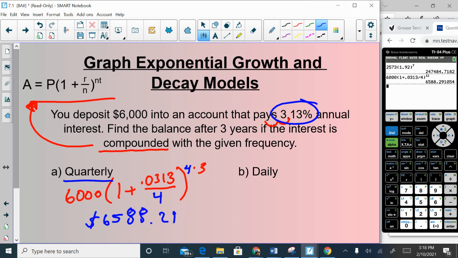Now, what if I'm compounding daily? Of course, if something was compounding daily, that would be to say that it was compounding 365 times in a given year. So I'm going to set this problem up just the same, but it would be 1 plus 0.0313 over 365, times 365. I know that it's writing not very clear, but just stick with me here, times 3.